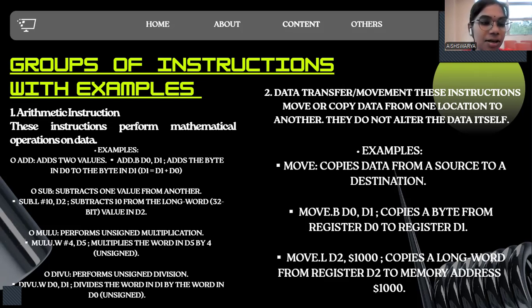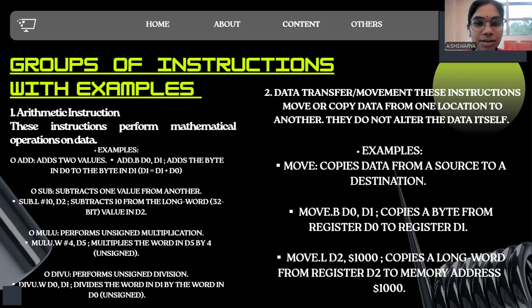And the second one, SUB, subtracts one value from another. SUB.L #10, D2 subtracts 10 from the long word, 32-bit value, in D2. And the third one, MULU, performs unsigned multiplication. MULU.W #4, D5 multiplies the word in D5 by 4, unsigned. DIVU performs unsigned division. DIVU.W D0, D1 divides the word in D1 by the word in D0, unsigned.